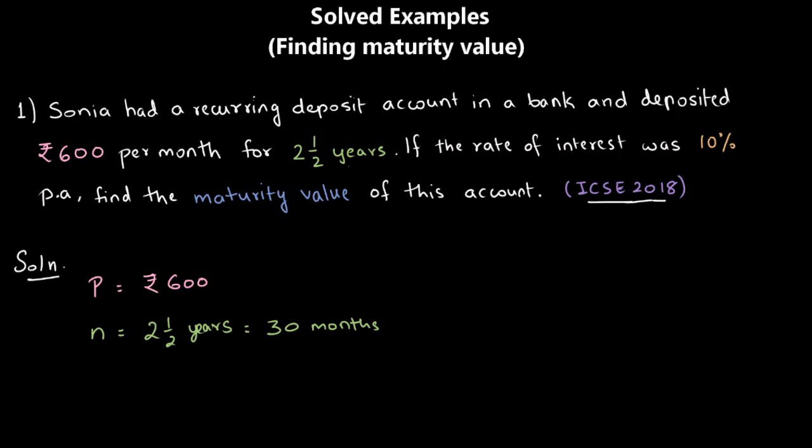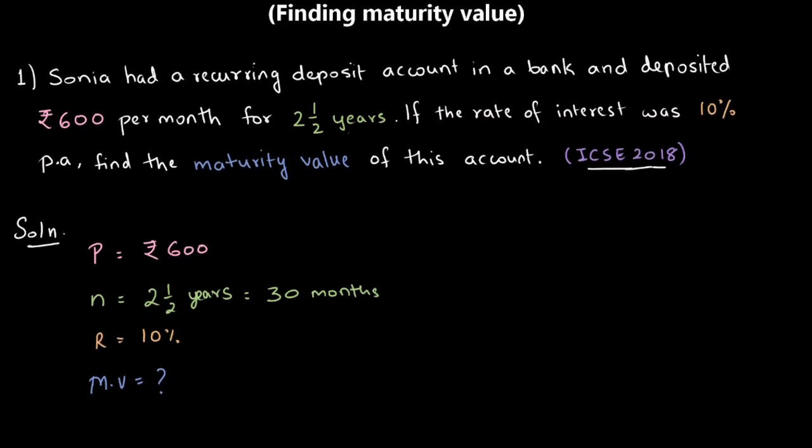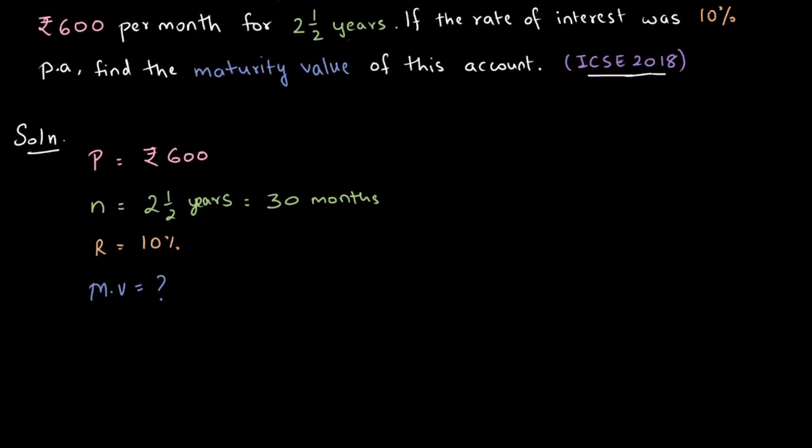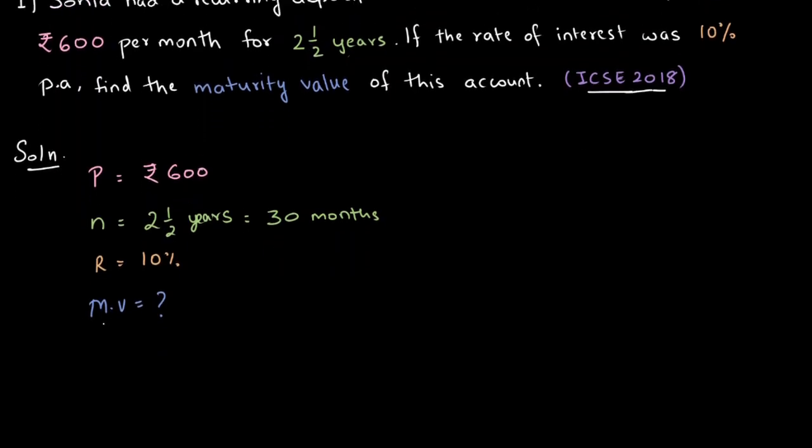And the rate of interest we see is 10%, so R is 10%. And what we need to do in this question is find the maturity value of the account, so we need to find the MV, right? So it's a simple question. We've got three terms, we need to find the fourth. We'll just write down the formula for maturity value really quick, then substitute our values and solve.